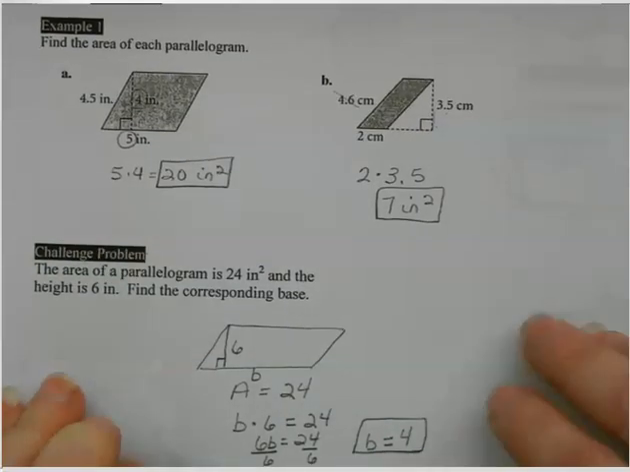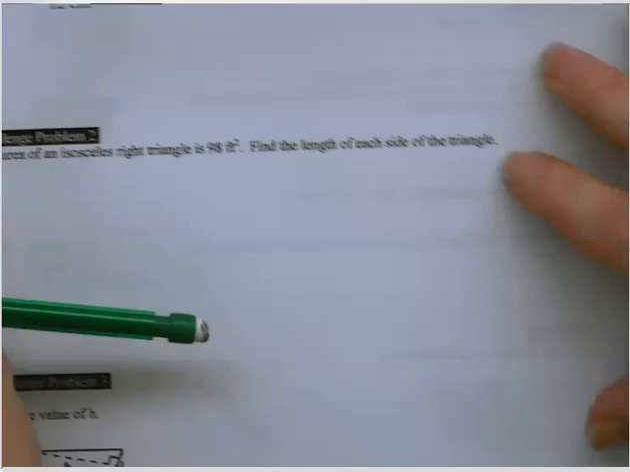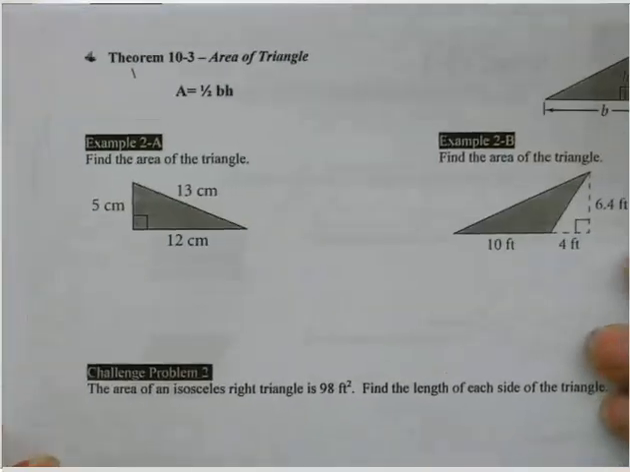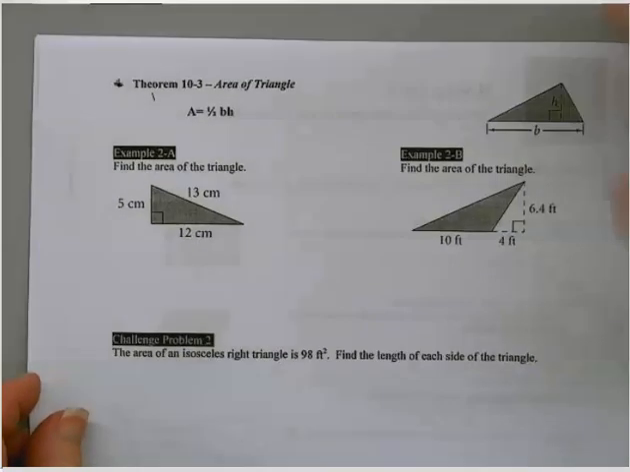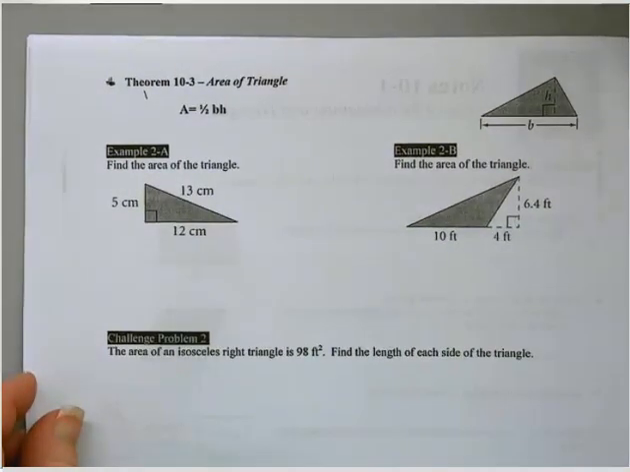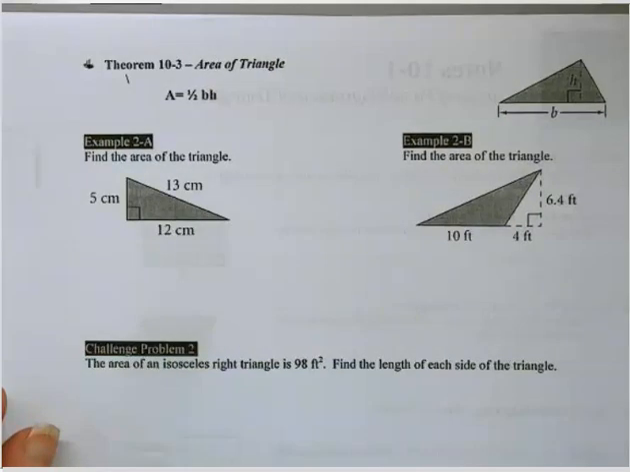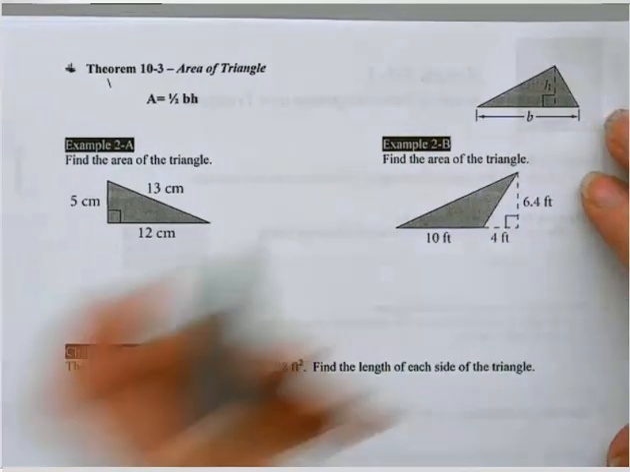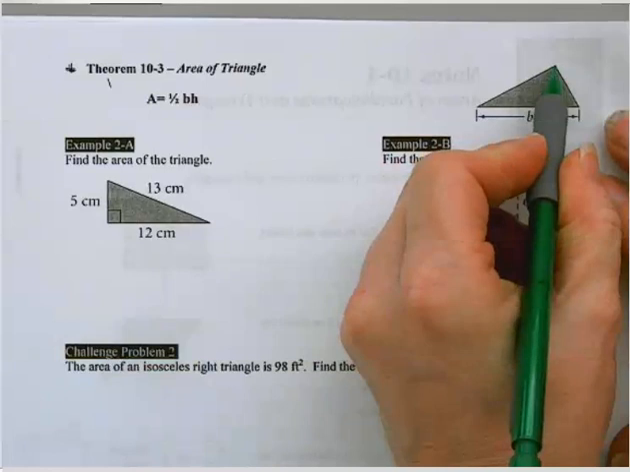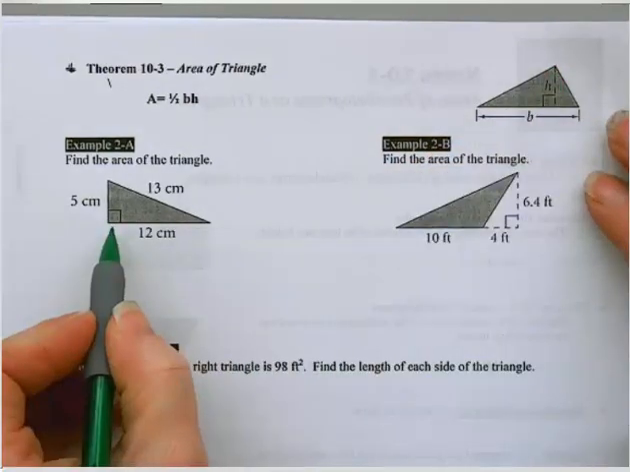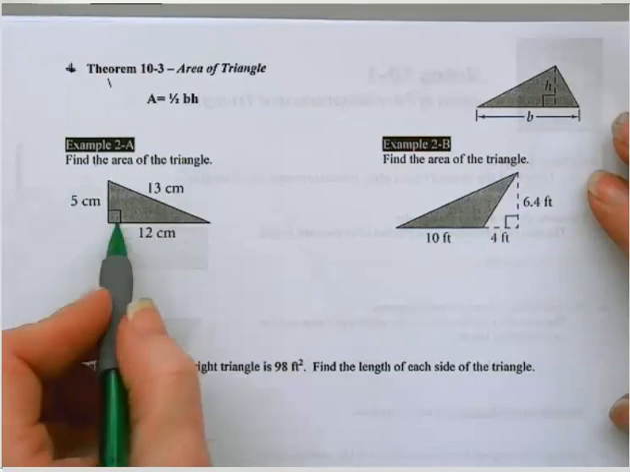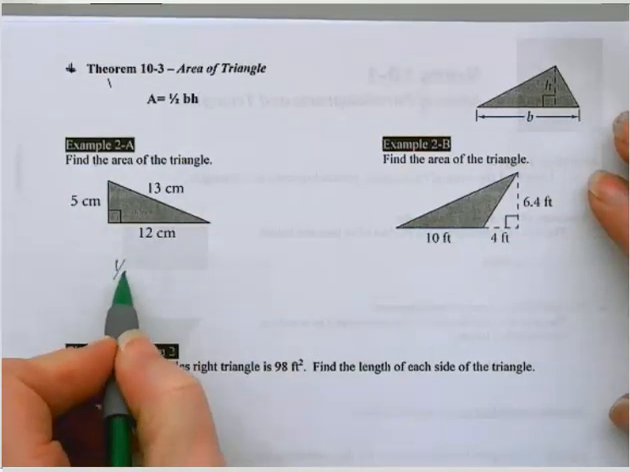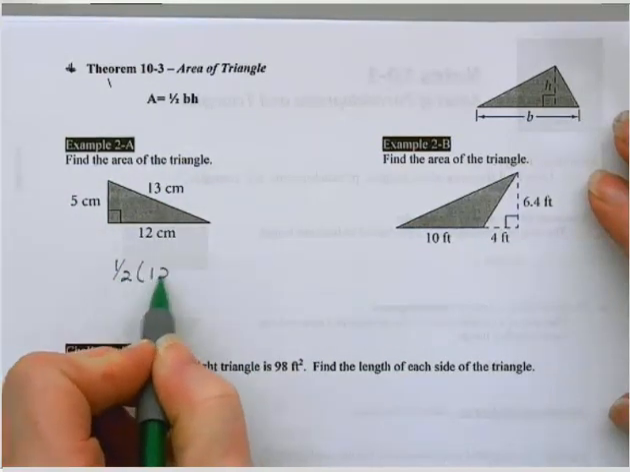Okay, on the back. The area of a triangle. The formula for the area of a triangle is 1/2 base times height. Here's your base, and again your height has to be perpendicular. So let's look at example 2a, find the area of the triangle.